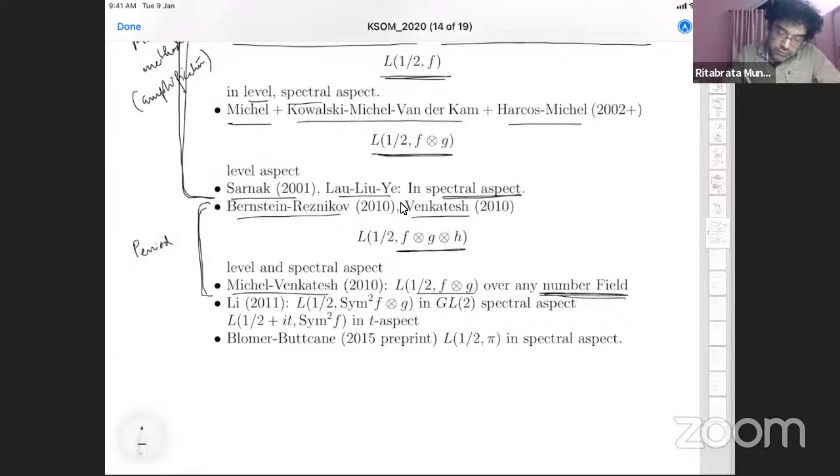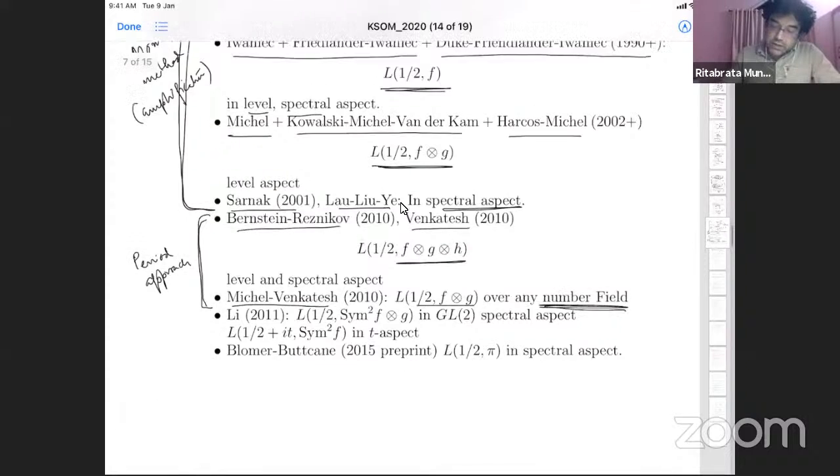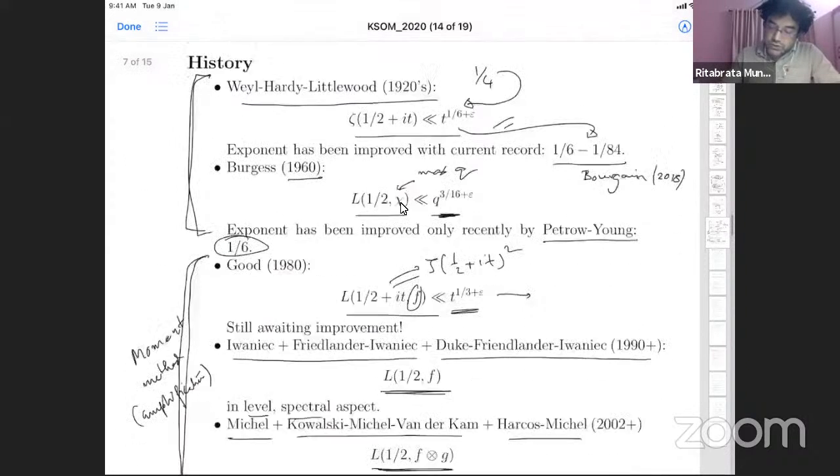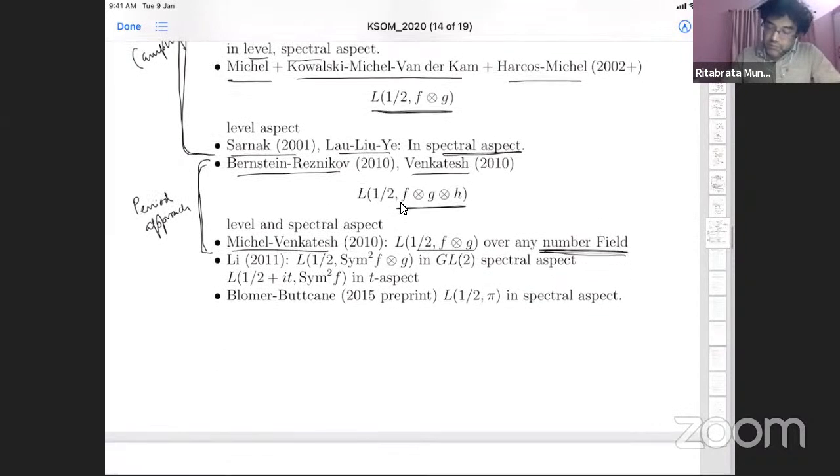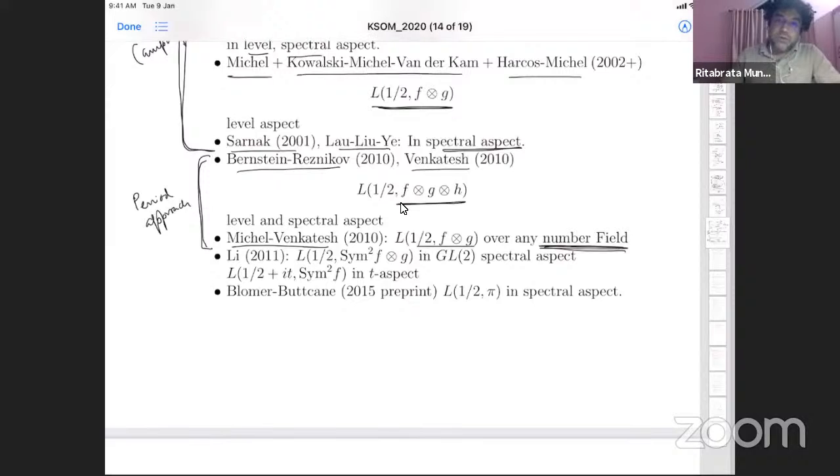They realize the L-value as a period integral and play with that. So there is some ergodic theory involved there. You may have noticed that I mentioned GL2, and GL2 cross GL2, and GL2 cross GL2 cross GL2. It turned out that the GL3 problem is slightly more difficult, and it needs a different approach to tackle.